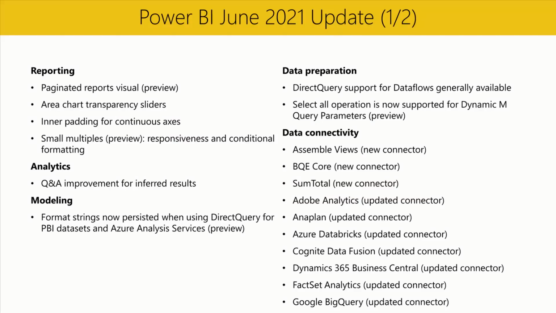In the Analytics section, we're excited to announce an improvement to the Q&A visual for inferred results. When your end user's questions are ambiguous or incomplete, Q&A will need to make some assumptions to produce a visual for these kinds of questions. For these scenarios, Q&A would return a visual and natural language restatement based on our interpretation of the end user's question. However, it was not evident to users which part of the results were inferred, if any.